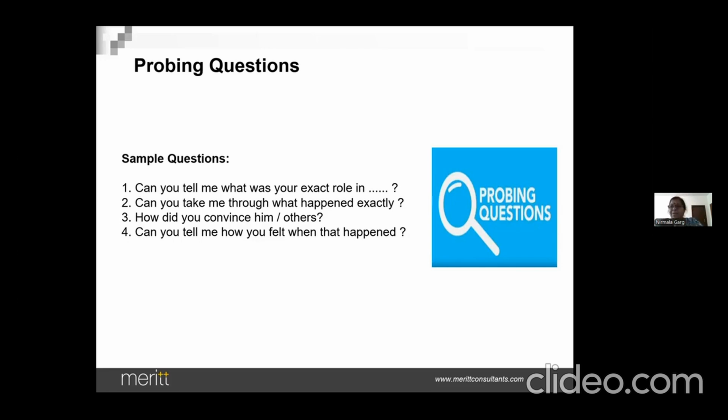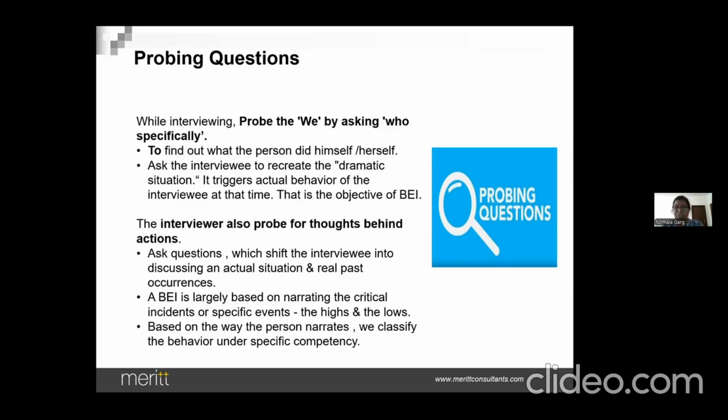I convinced. But does it give you evidence of some behavior? What is it that he did to convince? Okay, so these are probing questions. So when people say we did this, please specifically ask, what did you do? Many a time they will say we. So this is where the difference is.